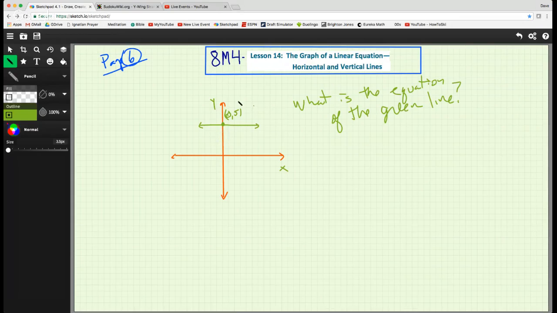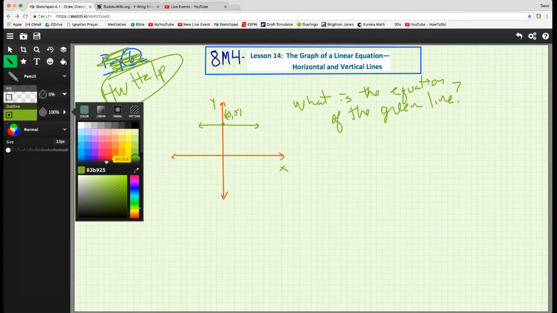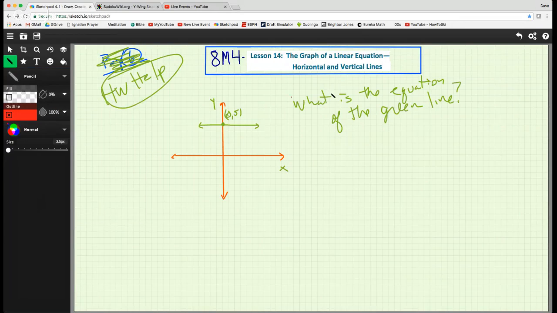And if not, go back and look. Homework help. Go back and look and see if you can figure this out. So pause and try, and I'm going to walk you through how we get this answer. Okay, pause. Try.